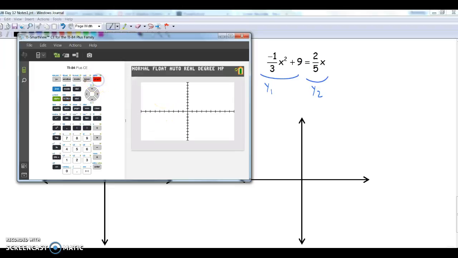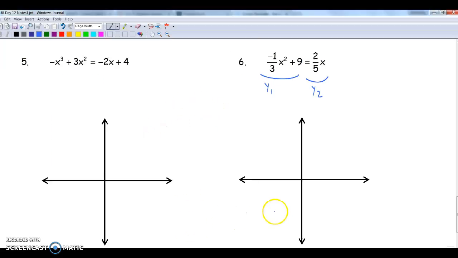Alright, we're going to hit graph, and you'll see a parabola and a straight line going through it. So we end up having two places where they intersect. So let's draw this out. So it looks like this. And we're going to need to find this point and this point on our calculator. So that's what we're going to do.